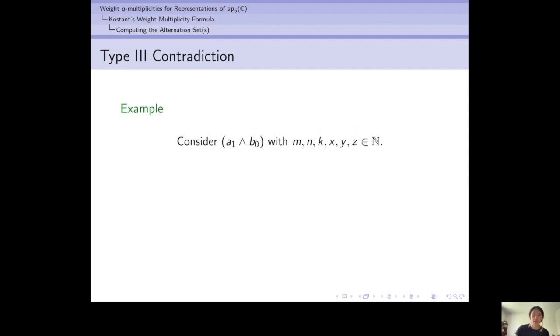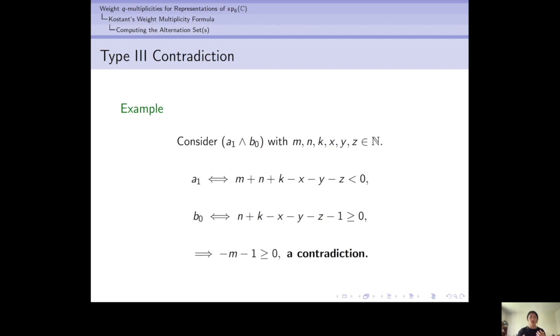So consider A1 and B0 with the weight coefficients being in the natural numbers. Then A1 is equivalent to this inequality here, and B0 is equivalent to the inequality here. And so if we take some nice combination of them, a sum of them this way, we have that negative m minus 1 is greater than or equal to 0. But this is a contradiction because we assumed that m was a natural number.